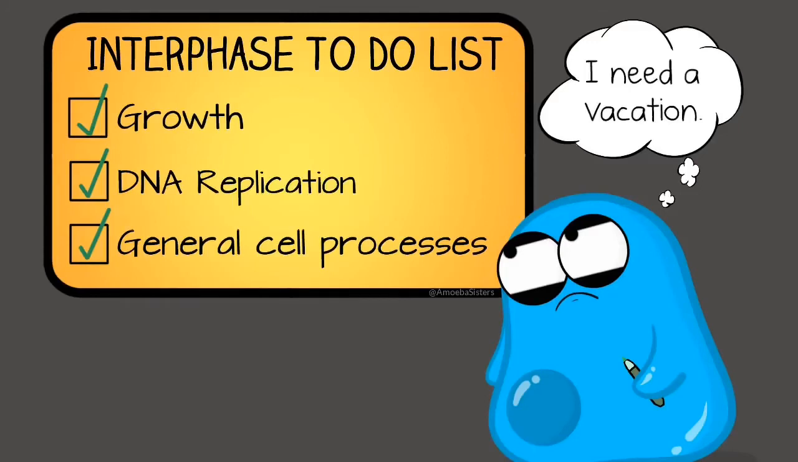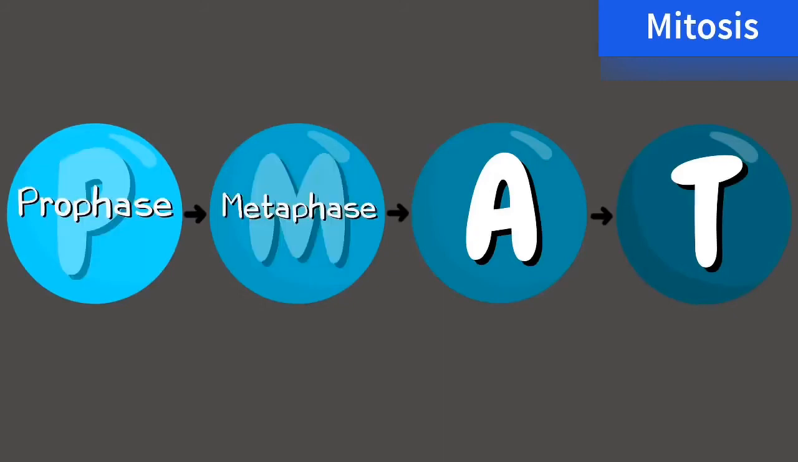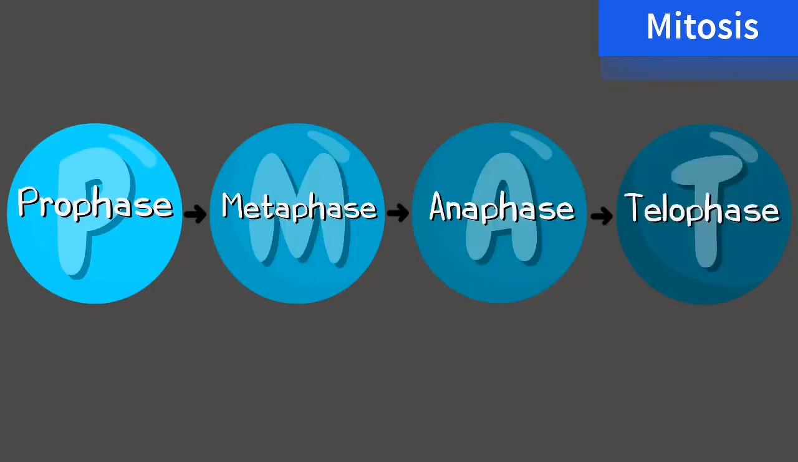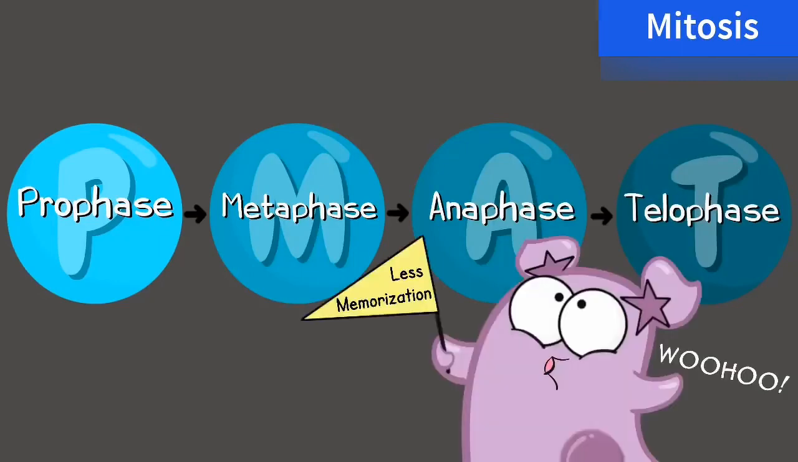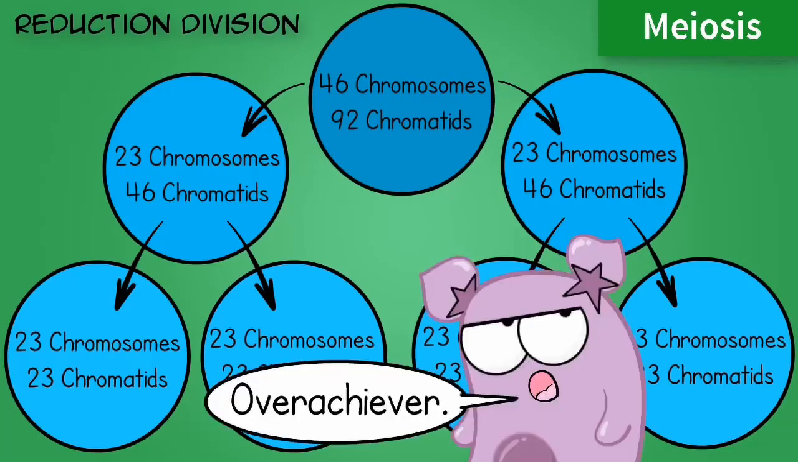Okay, so interphase checklist done. Now we can move into meiosis. You might remember the mitosis stages, PMAT. The P was for prophase, the M was for metaphase, the A for anaphase, and the T for telophase. And the good news is that in meiosis, you still use those terms. But because meiosis is actually a reduction division, you're going from 46 chromosomes to 23, which means you actually divide twice.